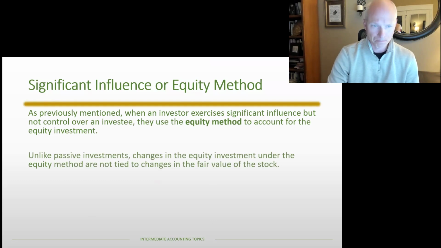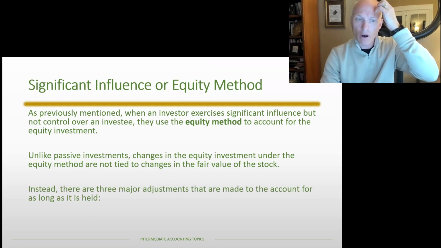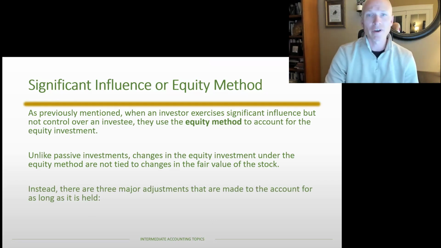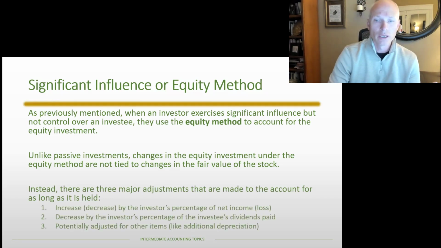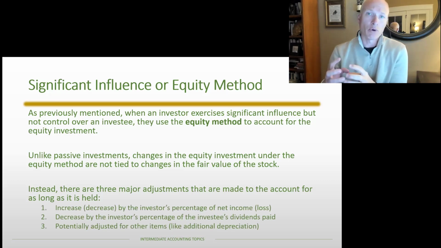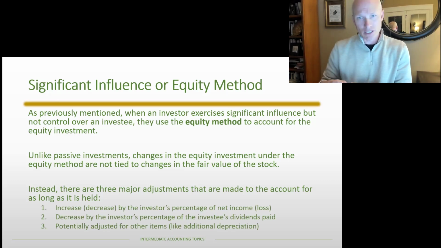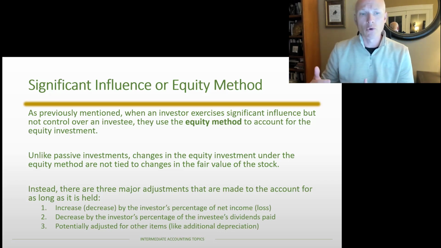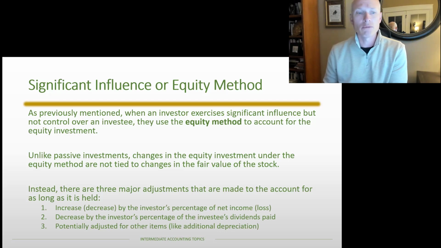So again, we're not related to the fair value at all. There are some adjustments we've got to take into account. One is changes in the book value. When we say book value, really what we mean is the value of the retained earnings of the investee. And so, what are the things that are going to affect that? One is changes in net income, net loss. And so, when the investee reports income, I, as the investor, am going to proportionately report income as well.